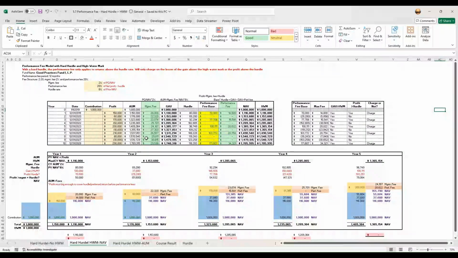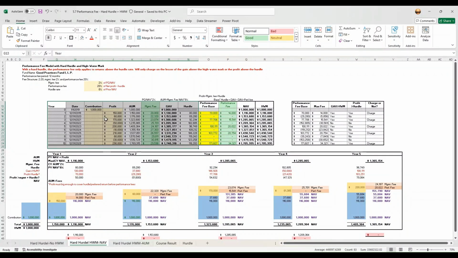Now we're moving to our models. So this is basically the same as the base model. The only difference is we are adding this high watermark column and a little table here just for testing purposes. And then from this year until hurdle, the formulas are the same.